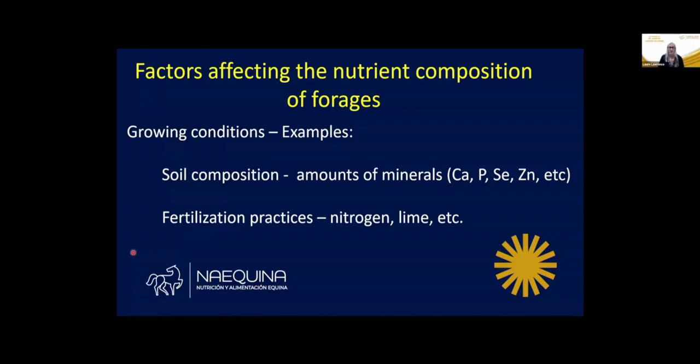Fertilization practices also affect our growing conditions. And so things like what the forage producer will do in regard to applying nitrogen on the soil, or perhaps lime to change the pH, those sorts of things can also alter the nutrient composition of the forage.